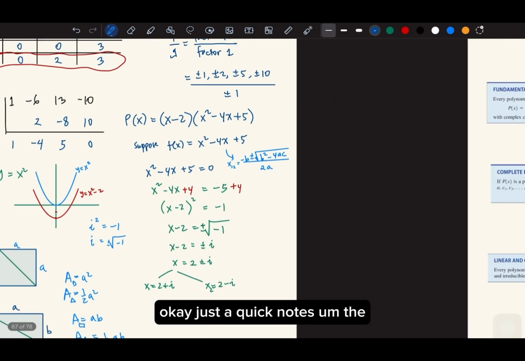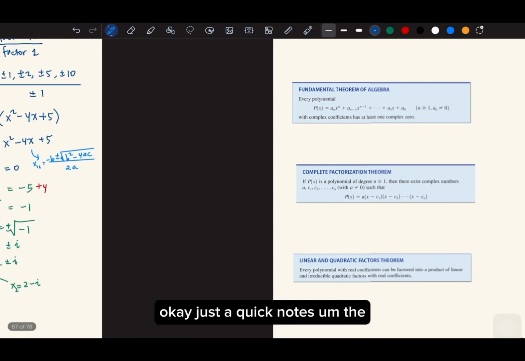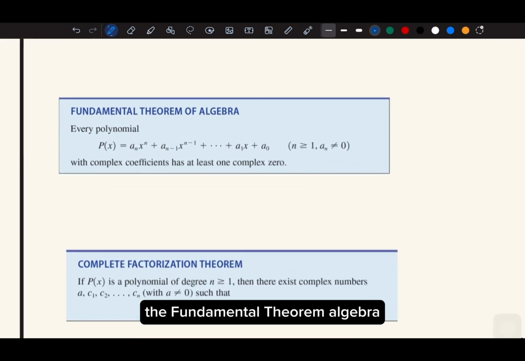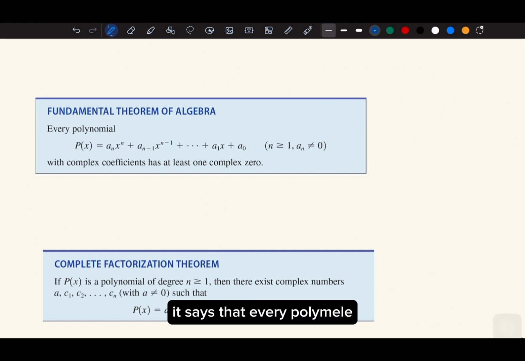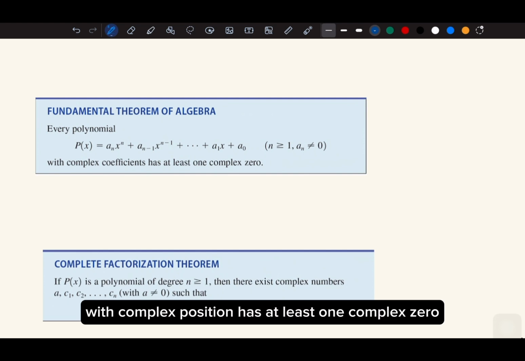Okay, just quick notes. The fundamental theorem of algebra says that every polynomial with complex coefficients has at least one complex zero.